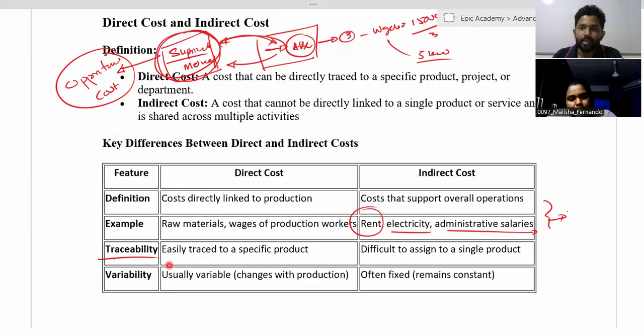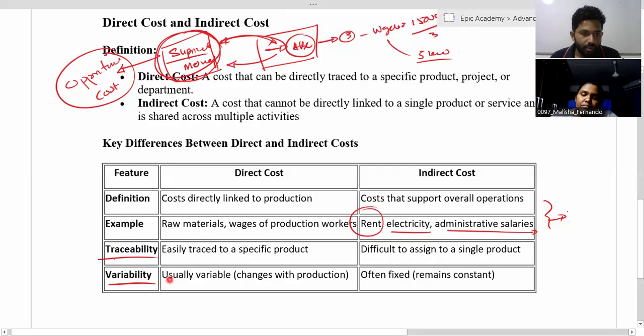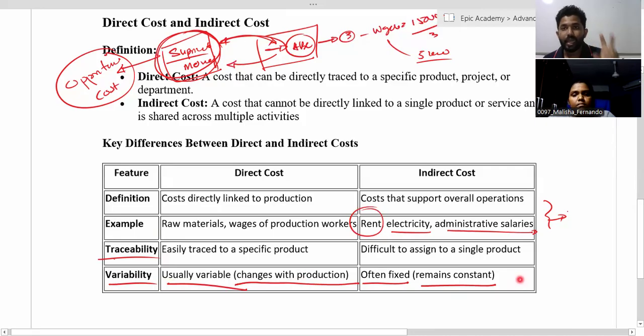You cannot identify it for Sri Lanka Telecom running Mobitel services. You don't have any idea because they have their own opportunities and capabilities to do other businesses, isn't it? Yes. Variability: direct cost is variable, it can change with production, while indirect cost is often fixed, remaining constant. But we don't know, when running a bakery, exactly how you could earn from the supermarket.